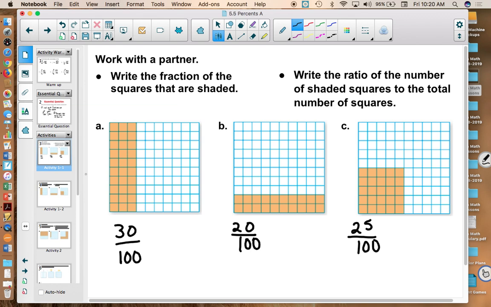Write the ratio of those numbers that are squared, or in each one of the squares. So if this is my fraction, my ratio could be 30/100ths, couldn't it? Or I could even simplify that if I wanted to. My ratio on the second one I could say is 20 to 100. That's a ratio, isn't it? And my ratio of the third one is still 25 to 100. Do you agree with me there?